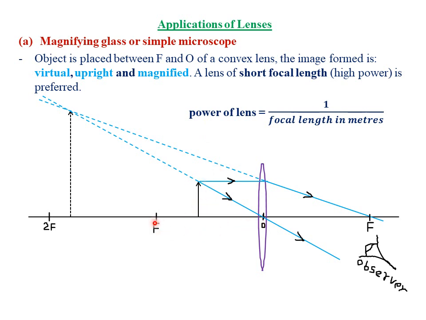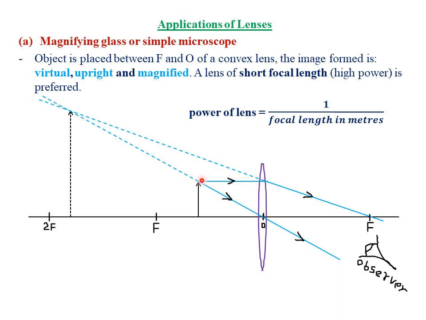So you can see we are having our object placed between F and O. That is, the object is placed between the principal focus and the optical center. Then I can use any two appropriate rays. The first ray, a ray of light through the optical center, will pass undeviated. So I simply extend it on the other side.